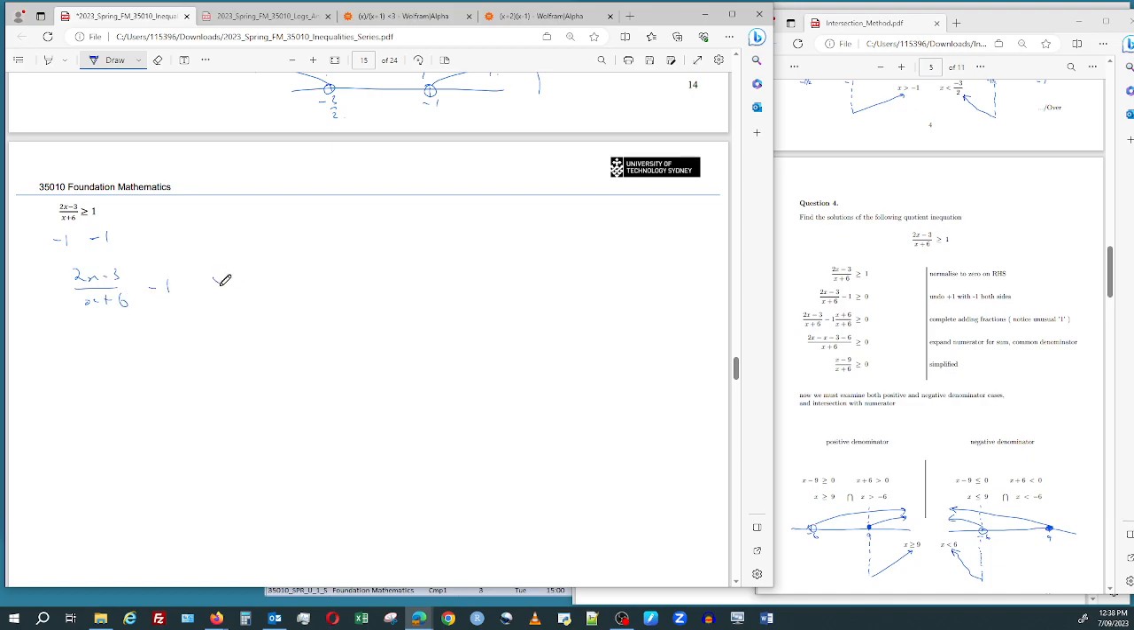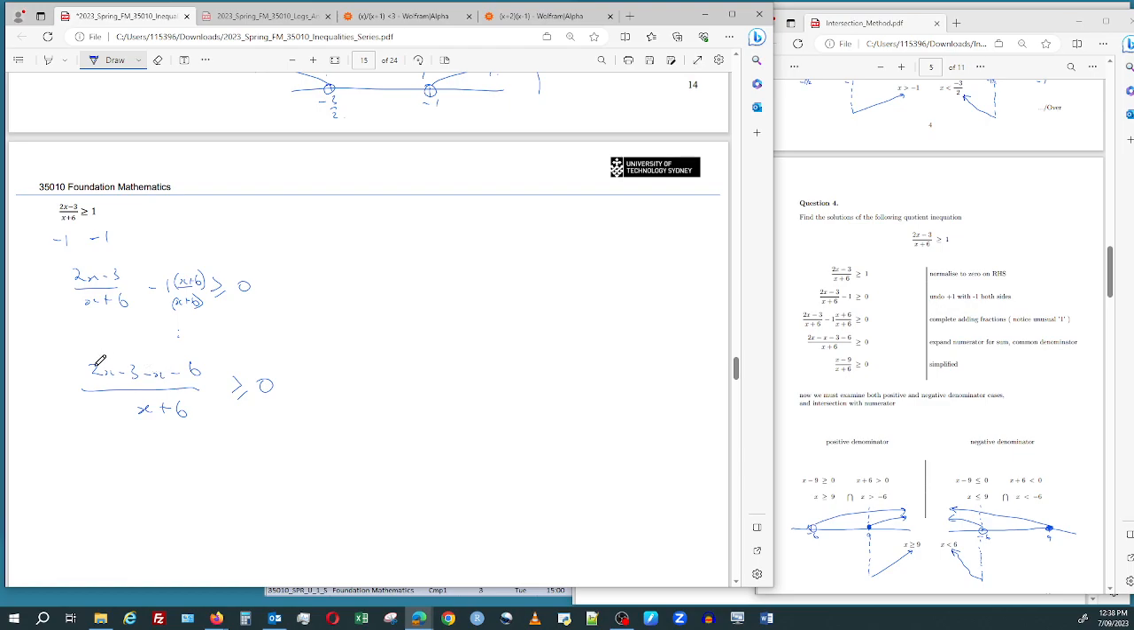Minus 1 is greater than or equal to 0. Goodness gracious, we've got to make this x plus 6. What you do to the bottom, you do to the top. So I'm going to miss a couple of steps. 2x minus 3 minus x minus 6 over x plus 6, same family.